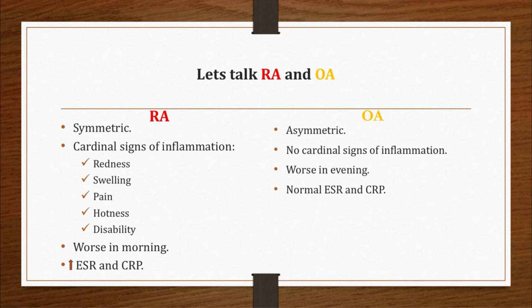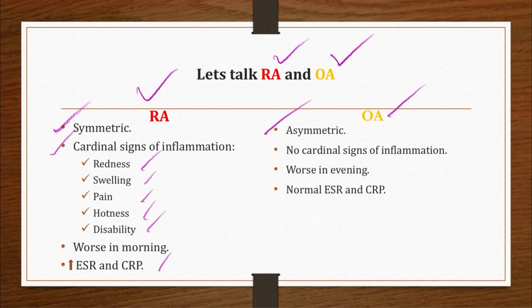Now let's talk about rheumatoid arthritis and osteoarthritis. Rheumatoid arthritis is a type of symmetric and autoimmune inflammatory disease, right? So your patient will come to you with the cardinal signs of inflammation such as redness, swelling, pain, hotness, and disability, loss of function, which is worse in the morning and improves as the day passes with physical activity. Also, the patient will have elevated levels of ESR and CRP. Whereas osteoarthritis, which is an asymmetric and non-inflammatory arthritis, means your patient will not have cardinal signs of inflammation or elevated ESR and CRP. Also, the stiffness, unlike rheumatoid arthritis, is worse in the evening instead of the morning.